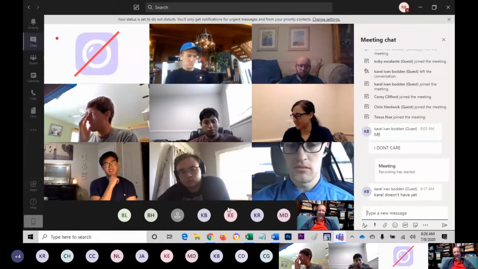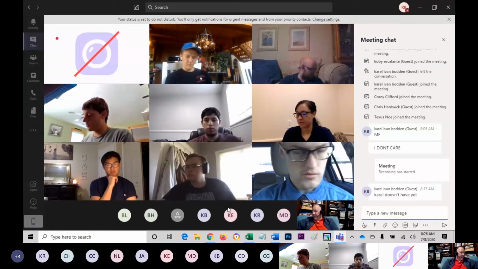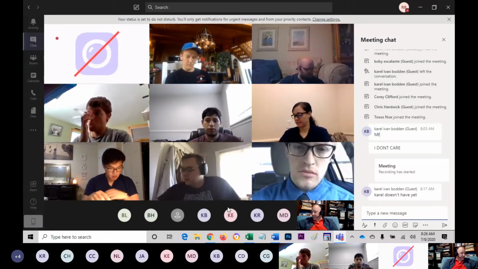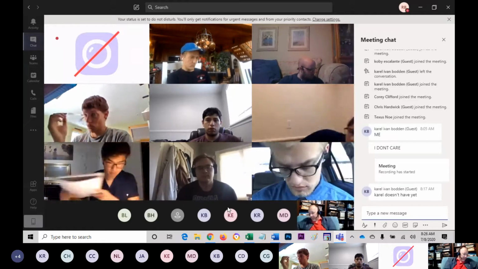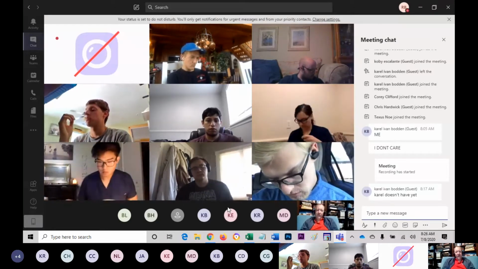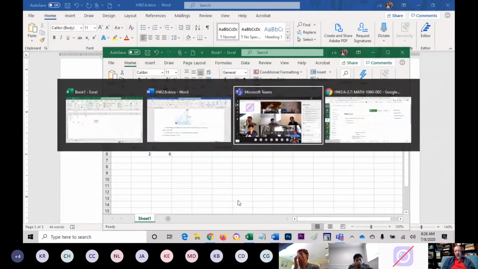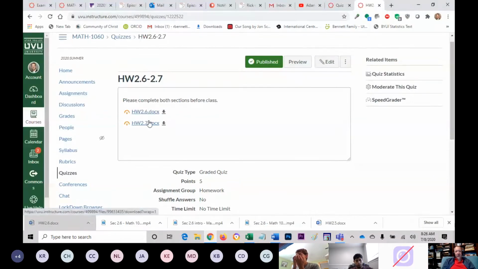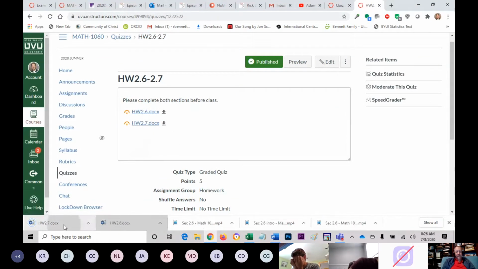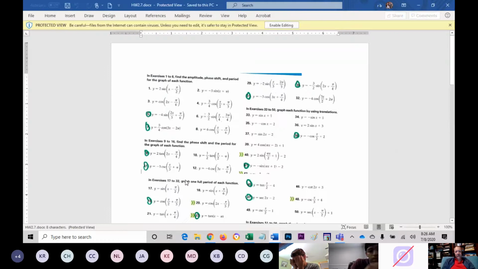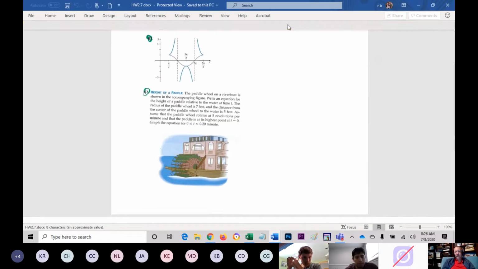That was the last question on 2.7. The last question, which is 67, I believe. 67, that's another one I want to show. Homework 2.7. This paddle boat one? Yep.